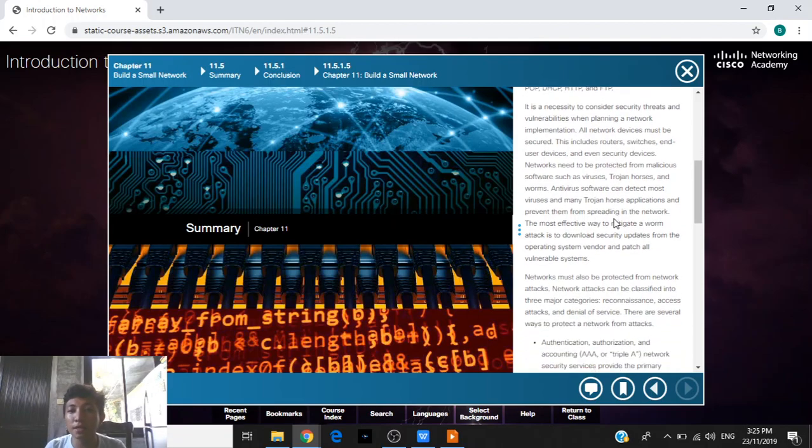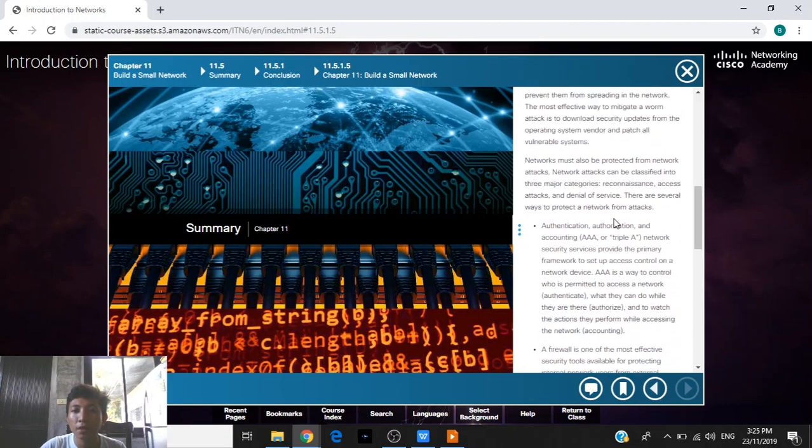It is necessary to consider security threats and vulnerabilities when planning a network implementation. All network devices must be secured. This includes routers, switches, user devices, and even security devices. The network needs to be protected from malicious software such as viruses, Trojan horses, and worms. Antivirus software can detect most viruses and many Trojan horse applications and prevent them from spreading in a network. The most effective way to mitigate a worm attack is to download security updates from the operating system vendor and patch all vulnerable systems.